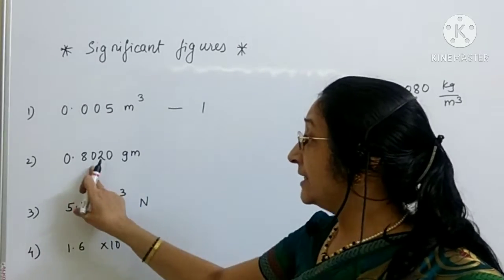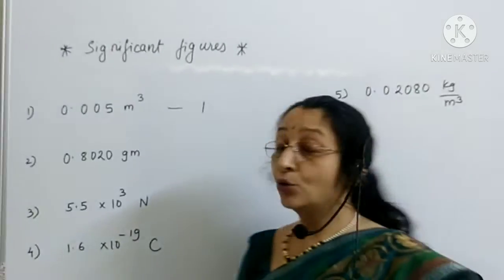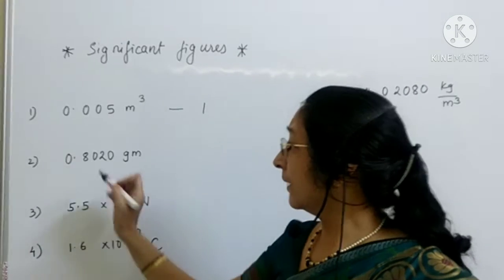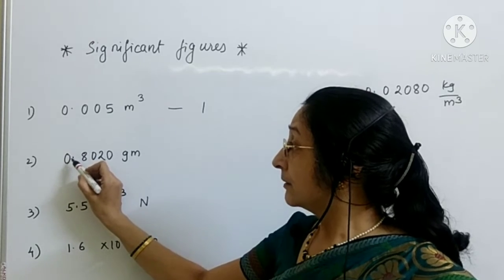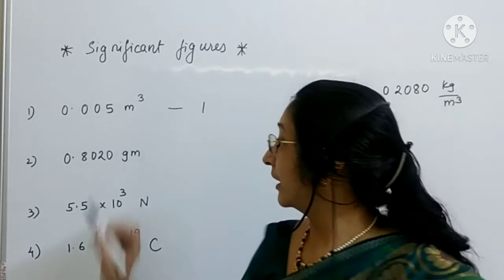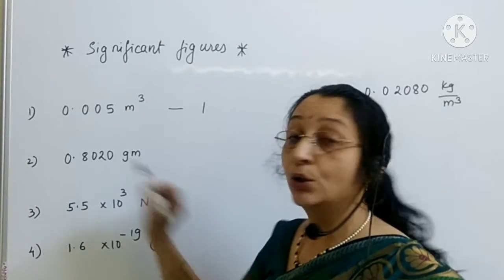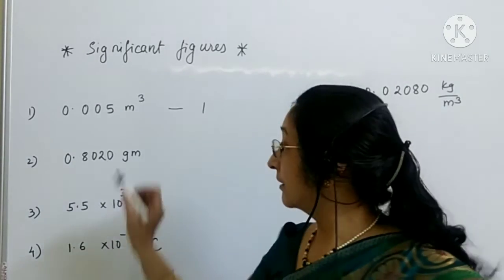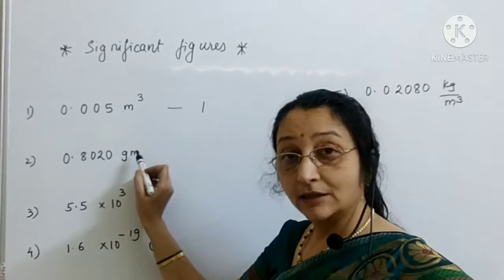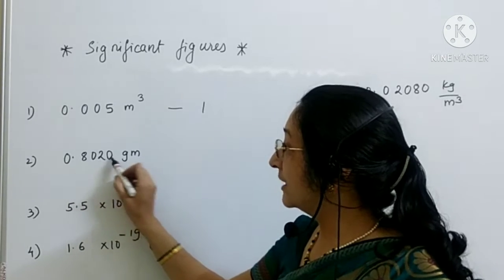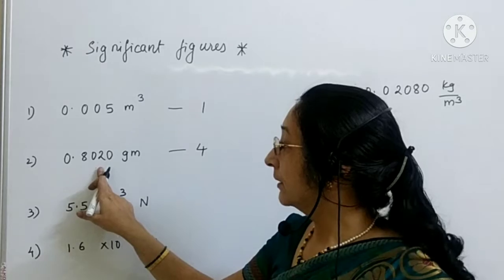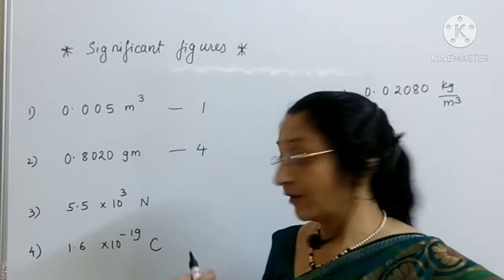The next is 0.8020 gram. That is the weight आहे, ते mass आहे कोणत्या तरी वस्तूचं. आता this 0 to the left of the decimal point, it is not significant, but this 0 which is in between two non-zero digits, and this 0 also in the last to the right, this is also significant. So this has 4 significant figures. This mass has 4 significant figures.